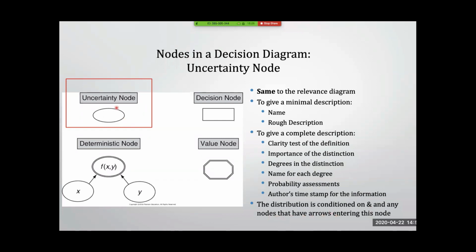So if you see one distinction receiving an arrow from the other one, then the distribution represented by this uncertainty node is conditioned on the other uncertainty node that is sending an arrow into it. Okay, everything is the same as in the relevance diagram.